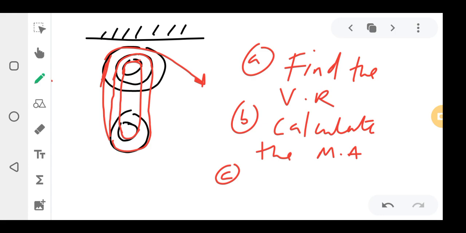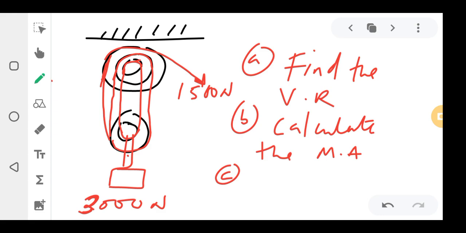Actually, we use a force of, let's say, 1,500 newtons here, and then here we use a load that's been lifted, maybe a box, that will be 2,000, okay, 3,000 newtons. Let's use 3,000 newtons. You see, these ones are already in newtons. You don't need to multiply by 10. Only when they're in kgs, that's when you multiply by 10 to convert them to weight. But they're already in newtons, so there's no need. I think I've explained this.